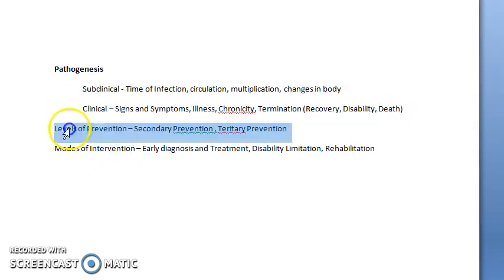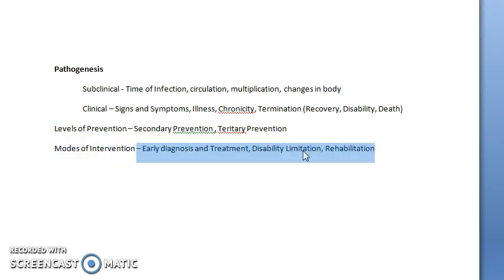What are the levels of prevention? Secondary prevention and tertiary prevention can happen here. Modes of intervention will be early diagnosis and treatment, disability limitation, and rehabilitation. These are the other three modes of intervention. But basically in natural history of disease, this intervention will not be there. But if you want to have intervention, then you will have to have these three interventions in the pathogenic phase.